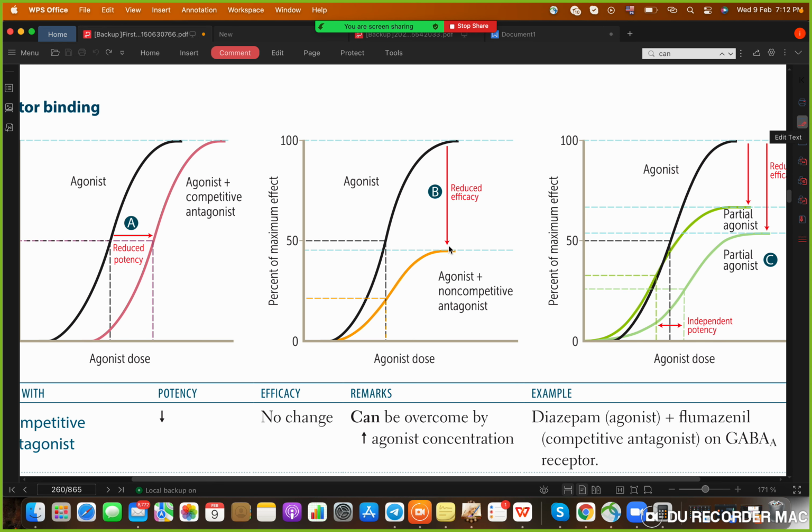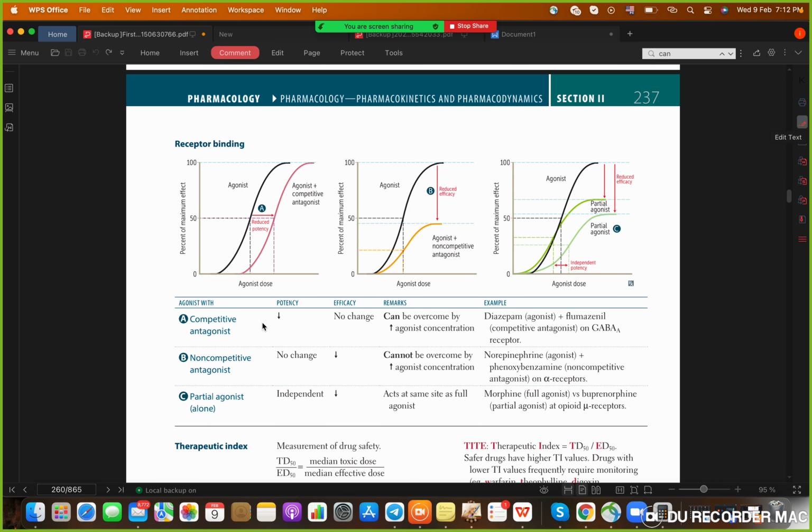So this is what they are showing: a non-competitive antagonist binding to its receptor, which decreases the Vmax. Vmax is much lower. So with a non-competitive antagonist, there is no change in potency, while the efficacy is reduced. The remark is that it cannot be overcome by increasing the agonist concentration. Regardless of increasing the agonist concentration, nothing will happen. Why? Because the receptor was destroyed by your drug.